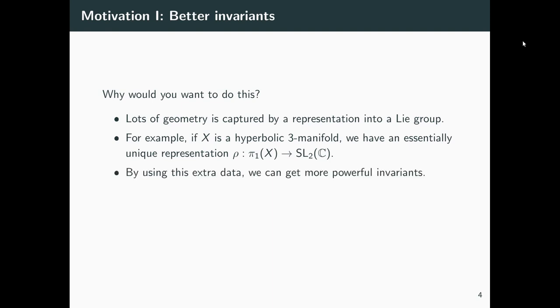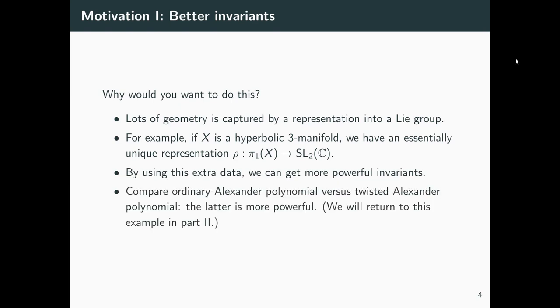And the idea is if you use this extra data, you can get a more powerful invariant. This is already a useful approach in geometric topology. If you know about ordinary Alexander polynomials, you might have also heard of twisted Alexander polynomials, which is some kind of upgrade where you include extra data by a representation into a non-abelian group. The Alexander polynomial comes from an abelian representation, and the latter one is more powerful.